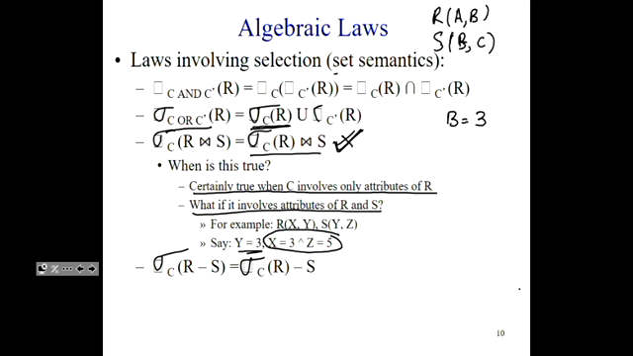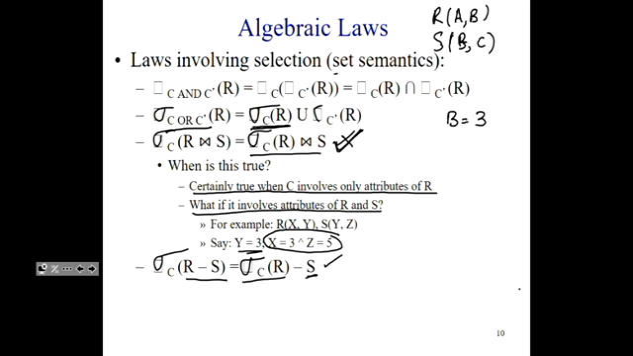Let's also think about differentiation. So if you had sigma of C applied to R minus S, this is actually the same as sigma of C of R minus that of S. So you don't really need to apply a sigma to S again. You only need to apply the sigma to R. And the reason for this is essentially the differentiation operation is trying to eliminate all of the tuples in the second set that are in the first set.